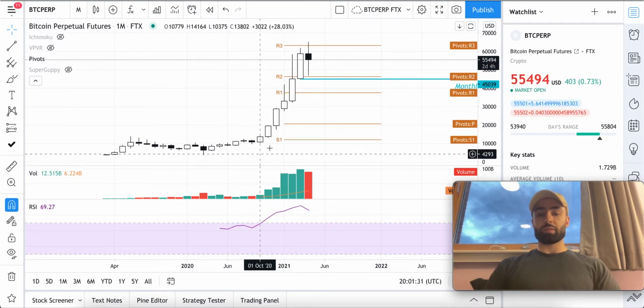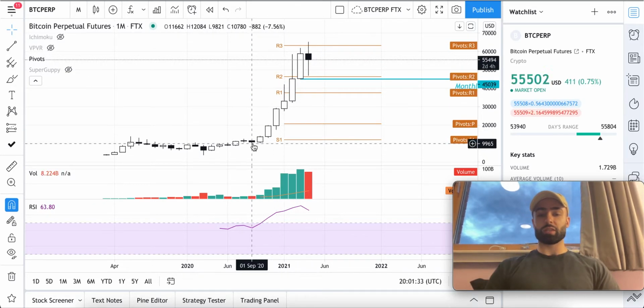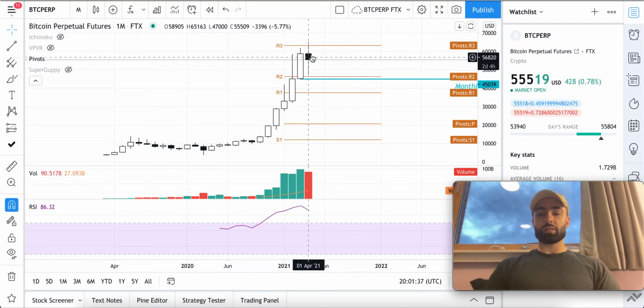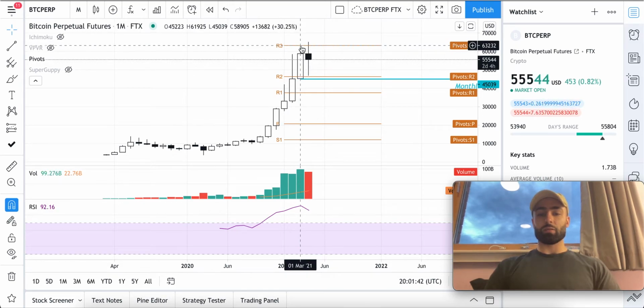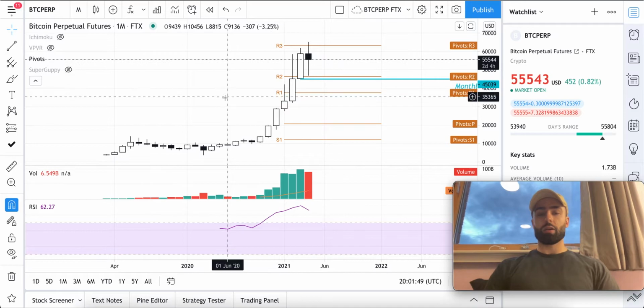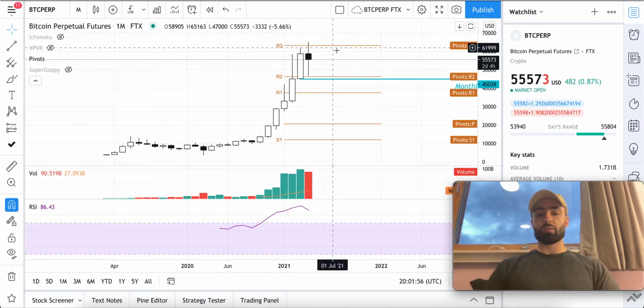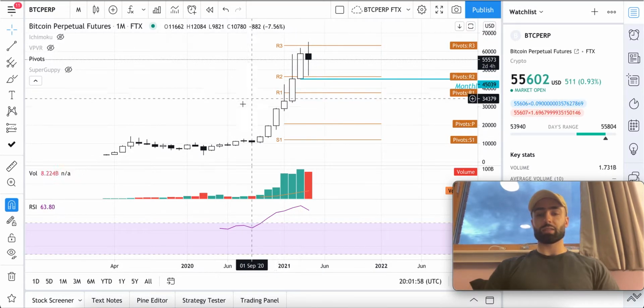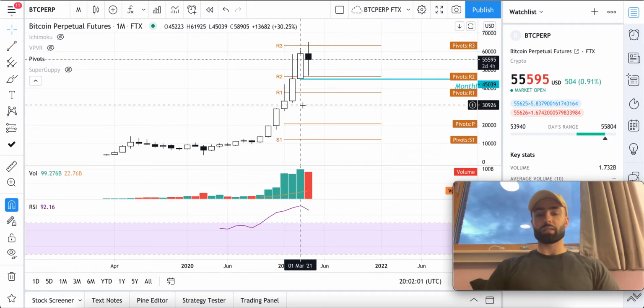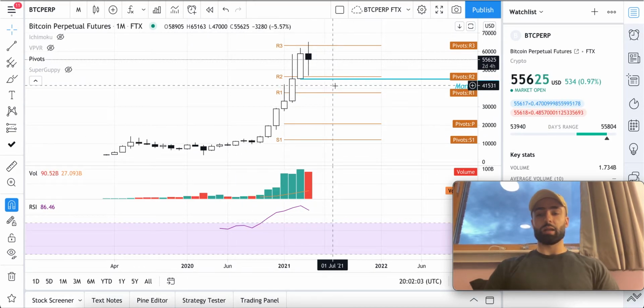Bitcoin on the monthly time frame has had this appreciation in price ever since we set our low back here in September of 2020. You can see this month we have our monthly resistance, which is up here at about 63.2. That's our R3 pivot using the pivot indicator here, which you can find on TradingView.